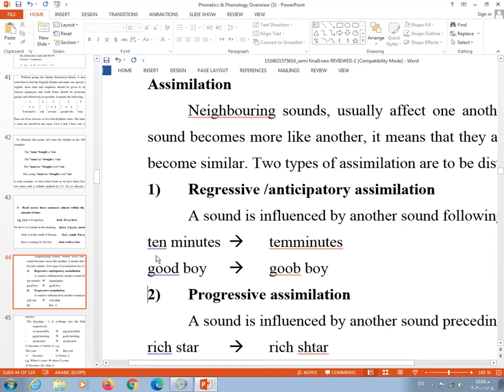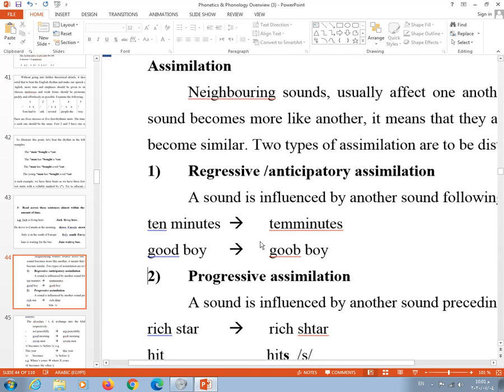Let's look at "ten minutes". The n is followed by m. M affects n, and n assimilates to m. So we have "tem minutes". The same applies to "good boy". Why? Because in the first example, n and m are sister sounds, and d and b are sister sounds. They are plosive voiced consonants. Okay? So the assimilated sounds must be inherently similar, and they turn from just being similar to complete similarity, to full identification, to be the same identity.